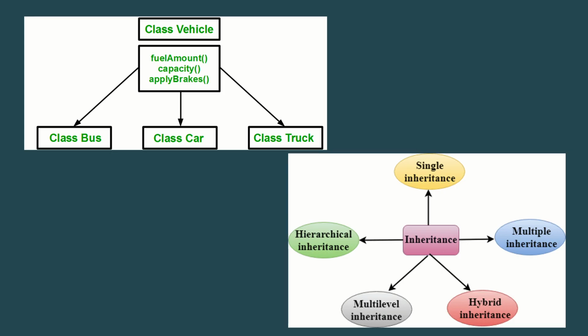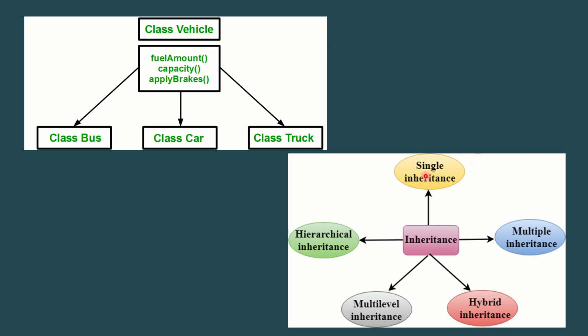Now, another example of inheritance is class vehicle. Under that class vehicle, I have taken a few of the properties, or if I have to mention them as member functions, fuel amount, capacity, and apply brakes are functions. Based on these functions or properties, I can derive a few other derived classes as class bus, class car, class truck from the class vehicle. Okay, this is also a simple example of inheritance.